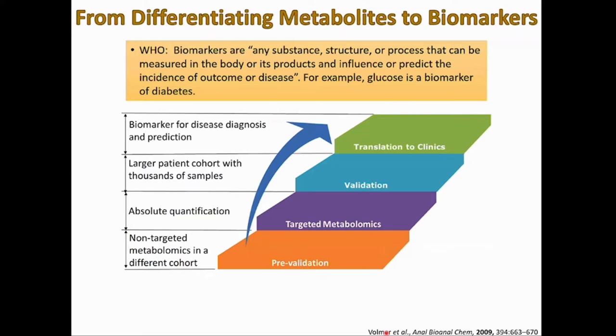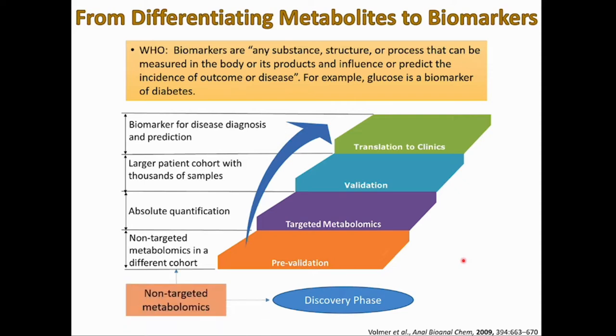And I use the word biomarker in my title. I don't really like to use that word because for a molecule to become a biomarker, we need to go through a pretty stringent process. Everything I'm going to tell you about today is what we call the discovery phase. So we go in and we look at what molecules could potentially become biomarkers. But once you go through the discovery phase, then you need to go through another exercise using a specific type of metabolomics that we call targeted metabolomics.